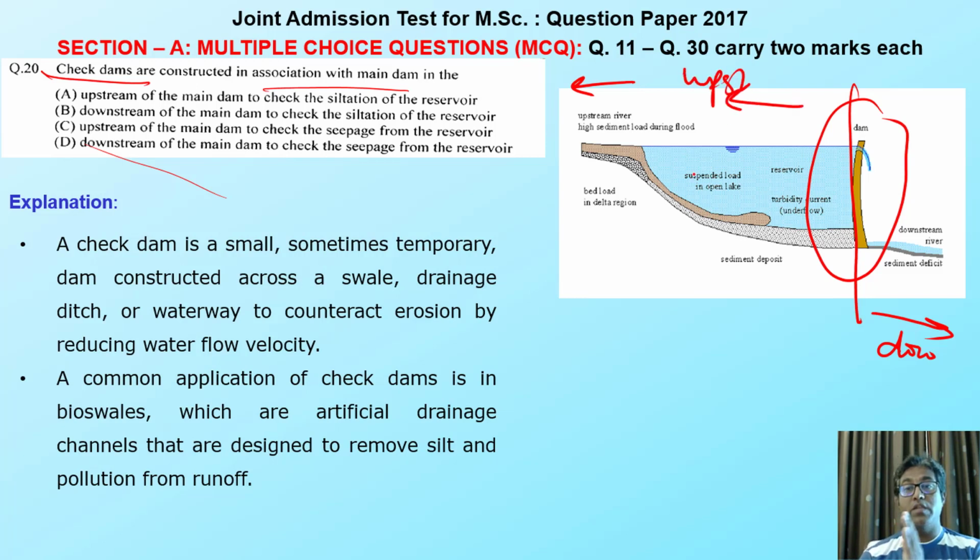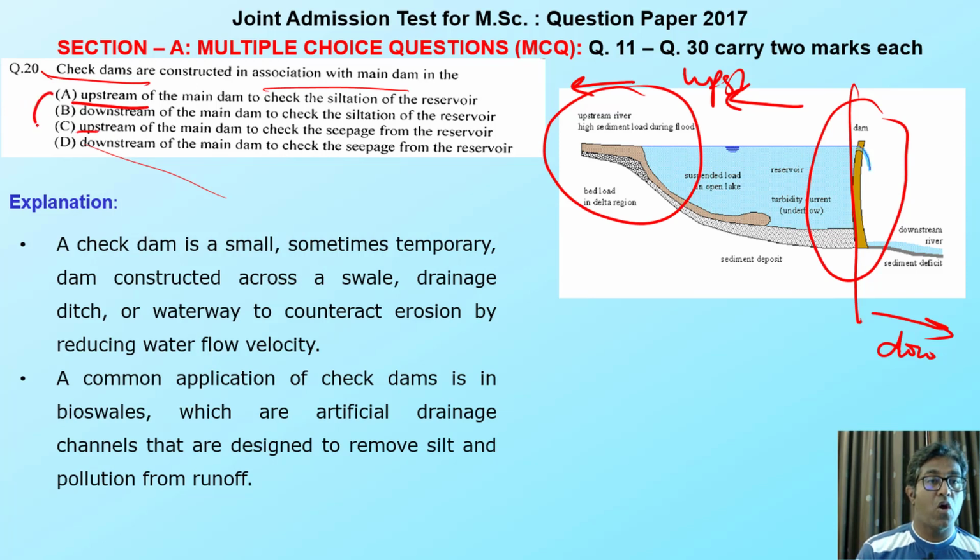Sitting at what location? Where the river is flowing, that is your downstream, and from where the river is coming, that is your upstream. So we should have the option upstream. So my options will be upstream, so A or C.